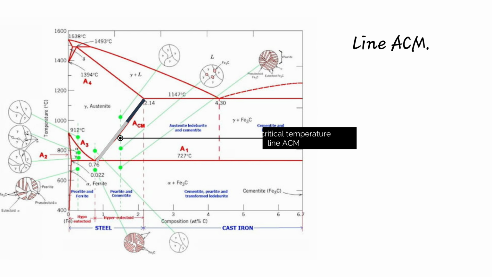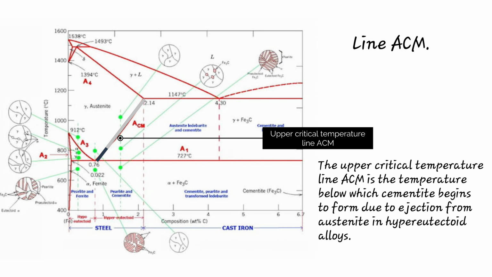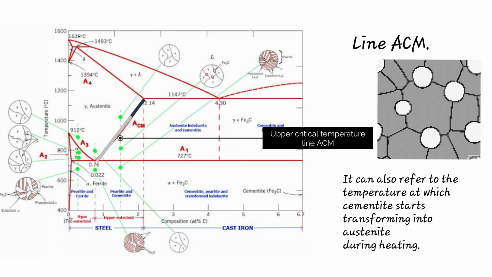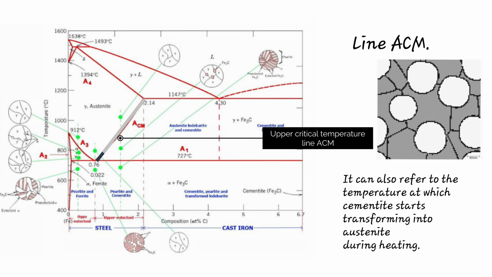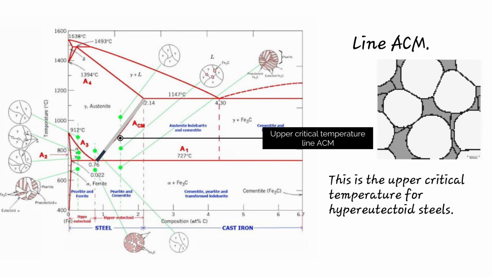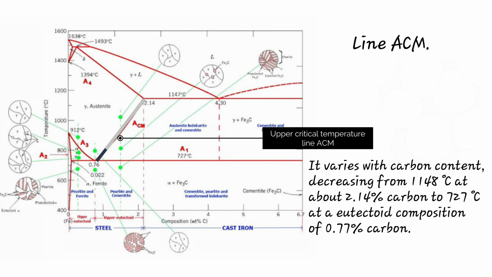Line ACM. The upper critical temperature line ACM is the temperature below which cementite begins to form due to ejection from austenite in hypereutectoid alloys. It can also refer to the temperature at which cementite starts transforming into austenite during heating. This is the upper critical temperature for hypereutectoid steels. It varies with carbon content, decreasing from 1148 degrees Celsius at about 2.14% carbon to 727 degrees Celsius at the eutectoid composition of 0.77% carbon.